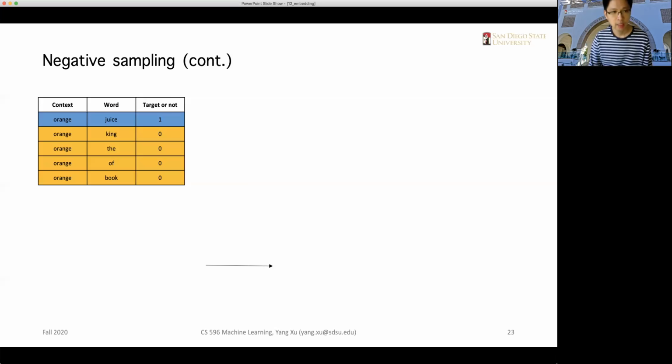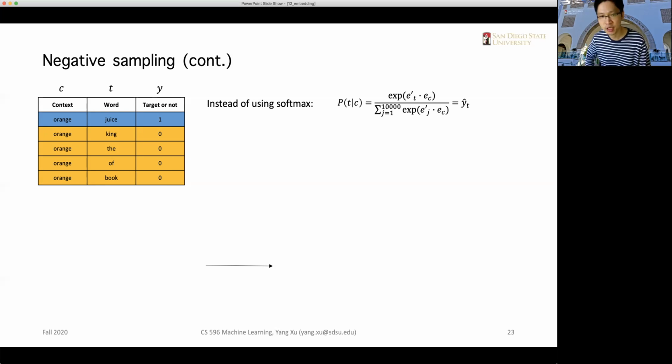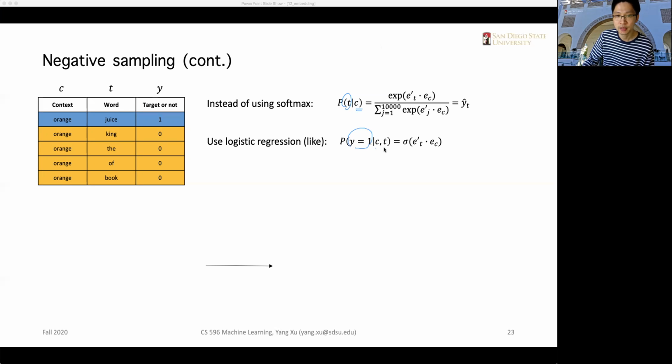Given these pairs of words as our training data, instead of using softmax to estimate the probabilities for the target word, where lowercase t is for the target word and lowercase c is for the context word, we can actually use a logistic regression to replace the softmax, because our label just becomes 0 or 1 given the context word and target word pairs. For the logistic regression model, the output is the sigmoid function, and the input to the sigmoid function is the dot product between the target word and the context word.